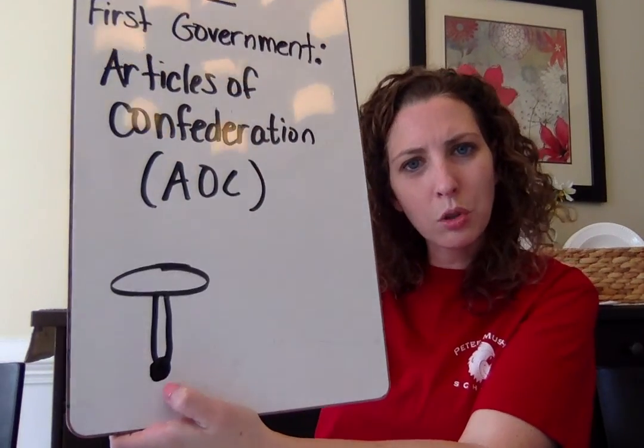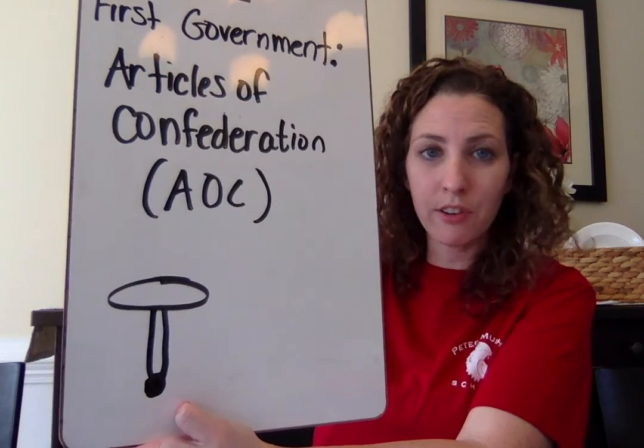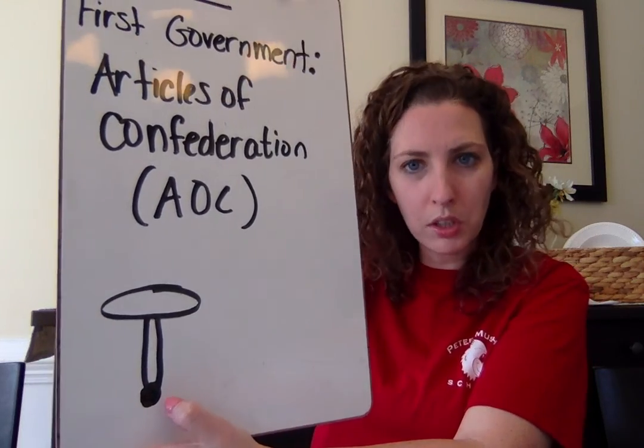Can a one-legged stool hold itself up? What happens if you sit on that stool? It would topple over, right? There was no support. So the AOC was a very, very weak government. It could not hold anything up. And in that case, we needed to come up with a new form of government that would be able to make laws and pass laws.